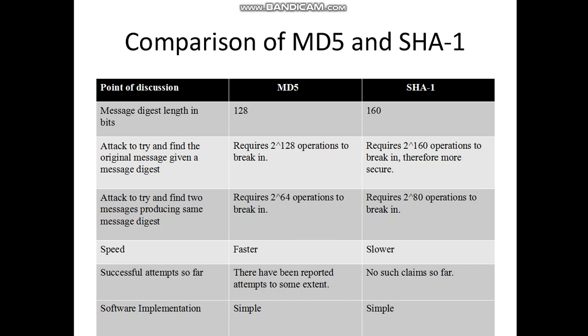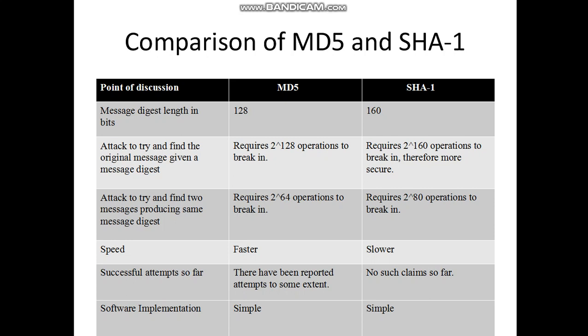Now let's see the comparison of the MD5 and SHA-1 algorithms. The first point of discussion is the message digest length. In MD5, it is only 128 bits. In SHA-1, the message digest length is 160 bits. The next is the attack to find the original message given a message digest, that is the first functionality. In MD5, it requires 2 power 128 operations to break. In SHA-1, it requires 2 power 160 operations to break.